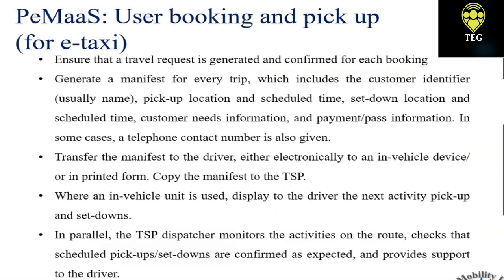Now here we try to look into what kind of interactions would happen once we are doing a journey. Okay, so it's from the user's point of view. So here, for example, if I'm traveling with a taxi, it will ensure that a travel request is generated and confirmed for each booking. So that's what the middle layer, the blue layer, would be doing in the previous slide. Okay, it will generate a manifest for every trip. So manifest is a technical name for a ticket. Okay, so a ticket would be generated for every trip.